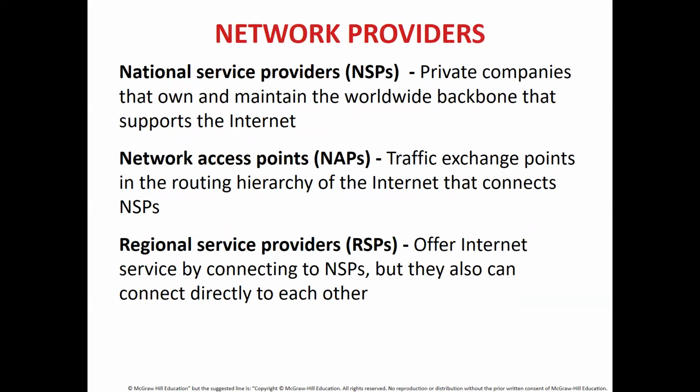Network providers. We have national service providers, private companies that own and maintain the worldwide backbone that supports the internet. An example would be Vodafone here. Network service providers are the same as ISPs, internet service providers. Network access point is the traffic exchange point in the routing hierarchy of the internet that connects network service providers. In simple terms, network access points are places that allow you to switch from one access point to the other. Now, what is an access point? An access point is basically a device that allows you to have continuity of a particular network service.